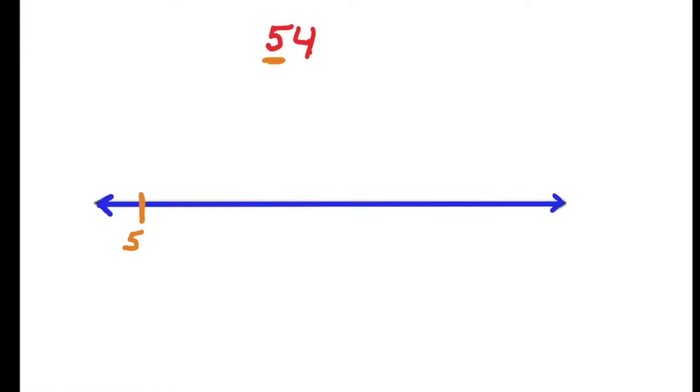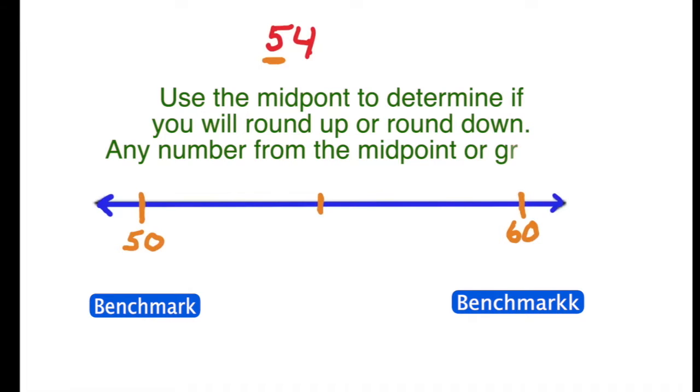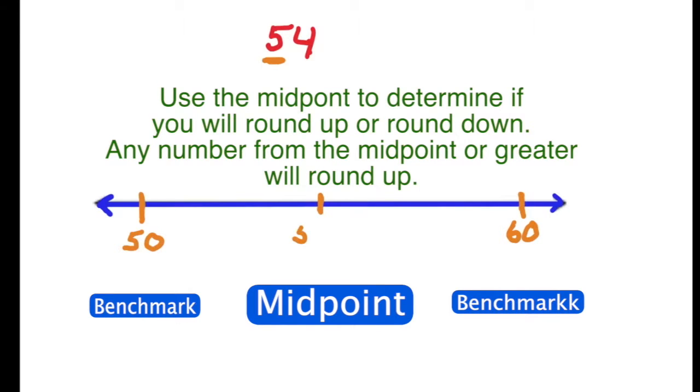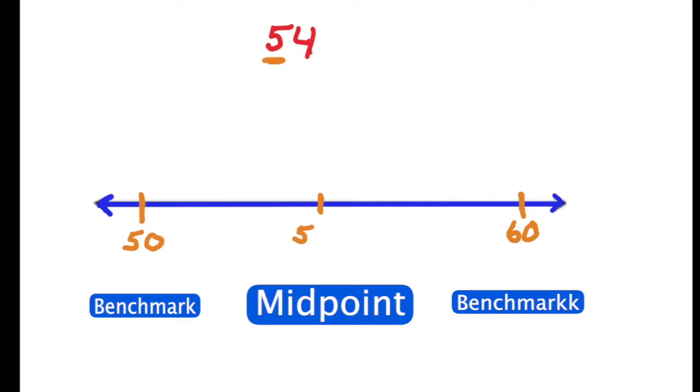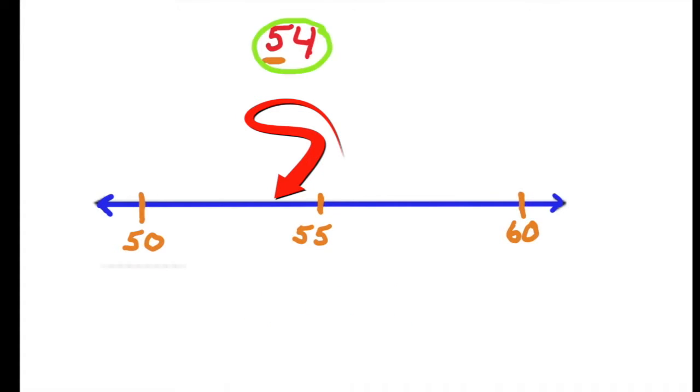And we have to know these terms, those ends are called benchmarks. So of course the next 10 will be 60, so that will be our next benchmark. What's really important is that we need that midpoint. Midpoint is halfway between there, and anything from the midpoint on will be rounded up. Anything below the midpoint will be rounded down. So if we take a look at this, I can see that 54 falls right about here in my number line, which means I will round down to 50.